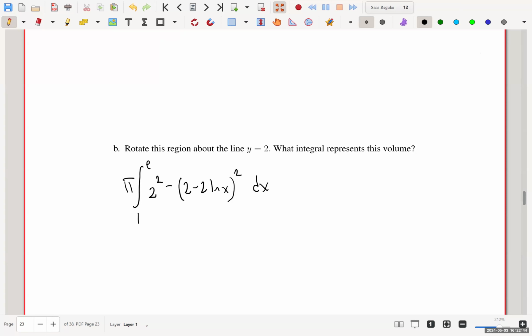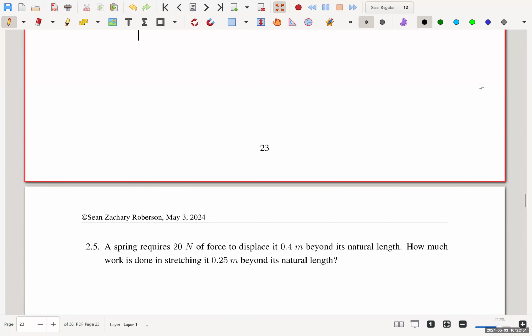Let's look at 2.7 real quick. I want to do a very quick physical applications one. Really trying my best to get through a lot of examples for you all.